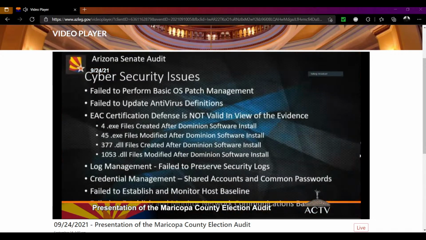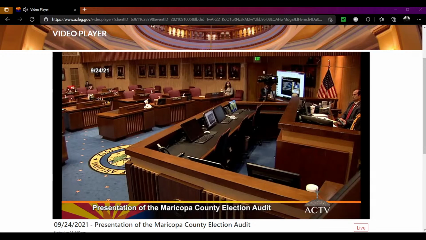Let's go a little deeper into the cybersecurity issues as we found them. Actually, you've skipped a slide, or no, I'm sorry. Go back one slide, please. Let's talk about the cybersecurity issues.